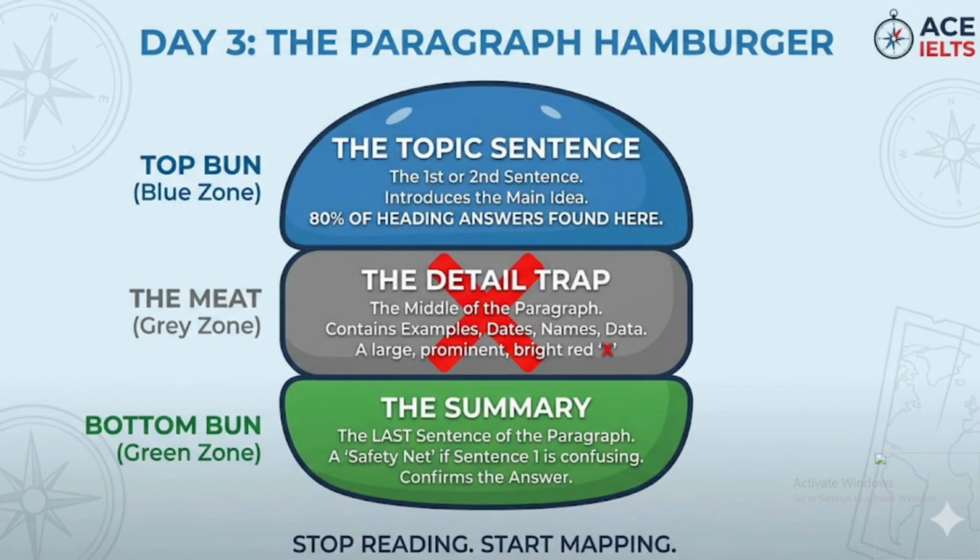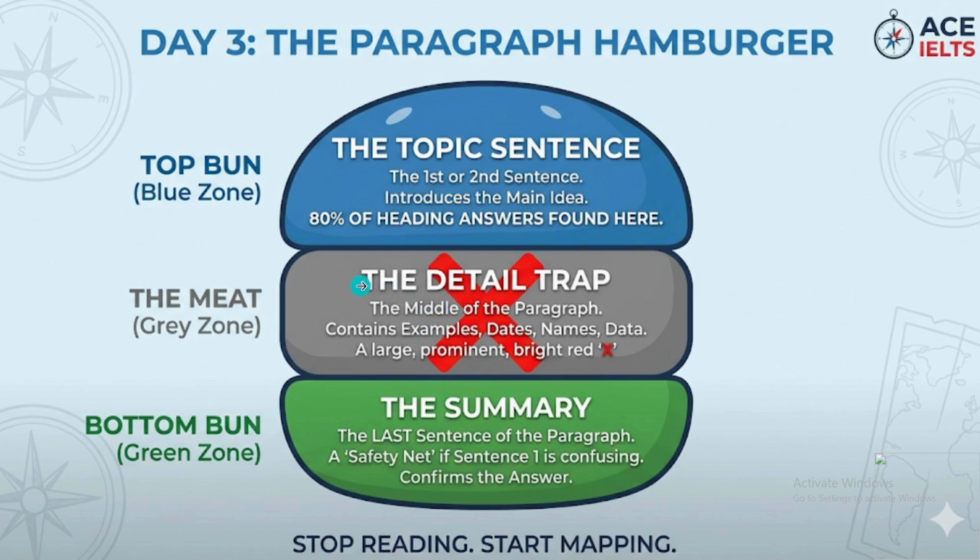To master this, you have to understand how academic writers think. Look at the screen. A paragraph isn't just a block of text. In fact, it's a hamburger. The top one, which is the topic sentence. Look at the blue zone. This is the first sentence. In 80% of IELTS paragraphs, the writer tells you exactly what the paragraph is about right here.